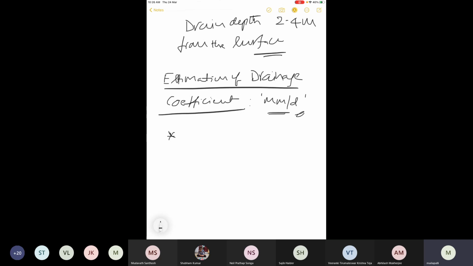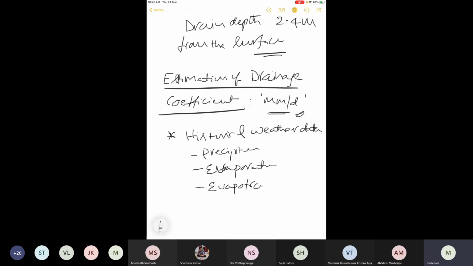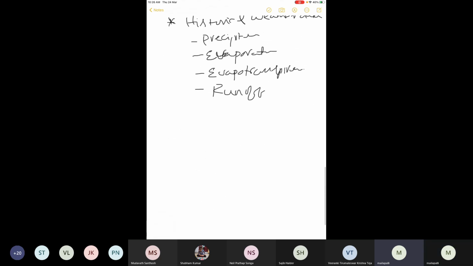So the first thing is you should have the historical weather data. Weather data that includes the precipitation, evaporation, and evapotranspiration. These three pieces of information, and also the runoff from the area. Knowing this, you can use the water balance equation.